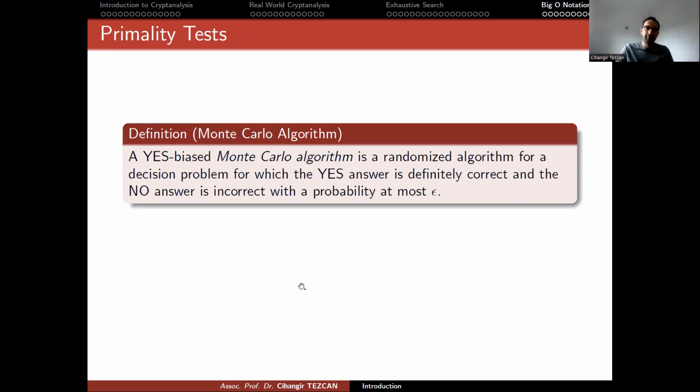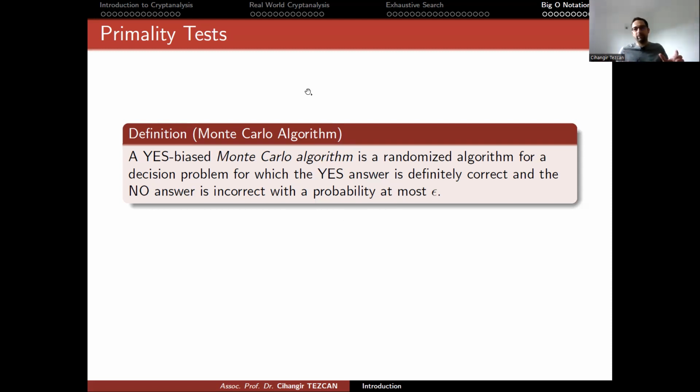All right, so last definitions, Monte Carlo algorithms and Las Vegas algorithms. This might be useful when you design algorithms. So this is why I wanted to give these definitions. A yes-biased Monte Carlo algorithm is a randomized algorithm for a decision problem for which the yes answer is definitely correct and the no answer is incorrect with a probability at most epsilon. So when you have an algorithm and it says yes, it is definitely correct. But if the answer is no, then it is correct with some probability.